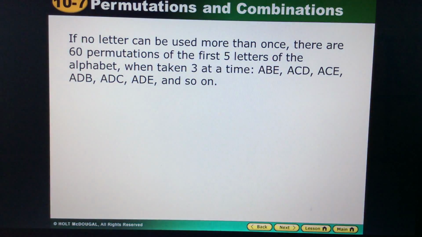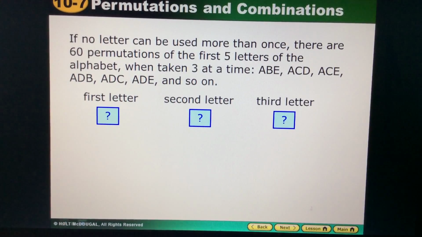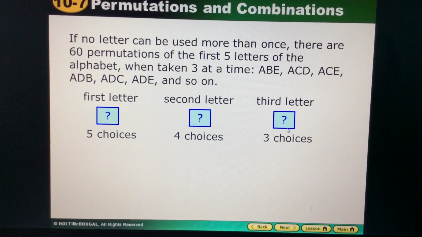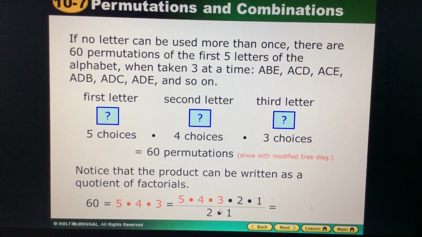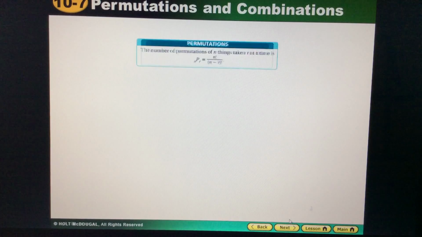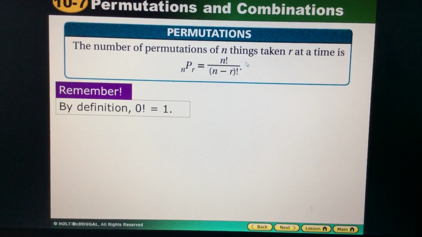So that's for permutations. And again, first letter, there's 5 choices. Second letter, there was 4. Third letter, there's 3, because order is important. So once you use one letter, you can't use it again. And 5 times 4 times 3 is 60 permutations. And so this is what we had, 5 times 4 times 3, which would really be 5 factorial over 2 factorial, with the common factors canceling. So here is a formula that you always use for permutations.